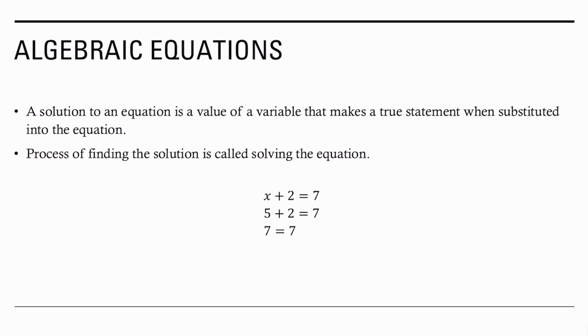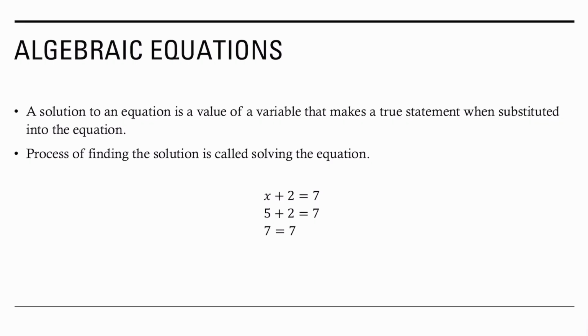When we're talking about solutions to algebraic equations, what we're saying is that we have a value for a variable that makes a statement true, in terms of the left side being equal to the right side, and that holds to be correct. The process of finding such a solution is called solving the equation. If we have x plus 2 equals 7, there's only one value of x that could satisfy that relationship and say that the equation holds true.